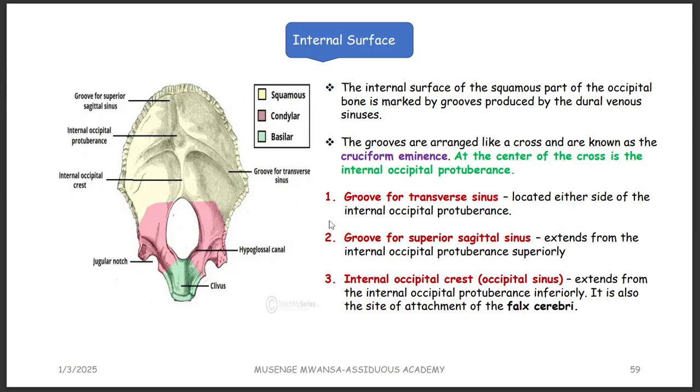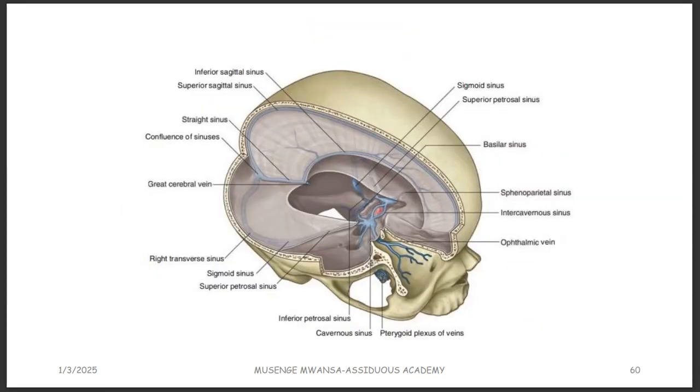All right. So you have got the groove for the transverse sinus. Even from the word transverse, it's supposed to run transversely like that. You are going to know properly the transverse sinus. And then you have got the groove for the superior sagittal sinus, the one on top here. And then you have got the internal occipital crest or occipital sinus, which is a bit inferior here. And this is going to be the attachment again for the falx cerebri, the inferior attachment.